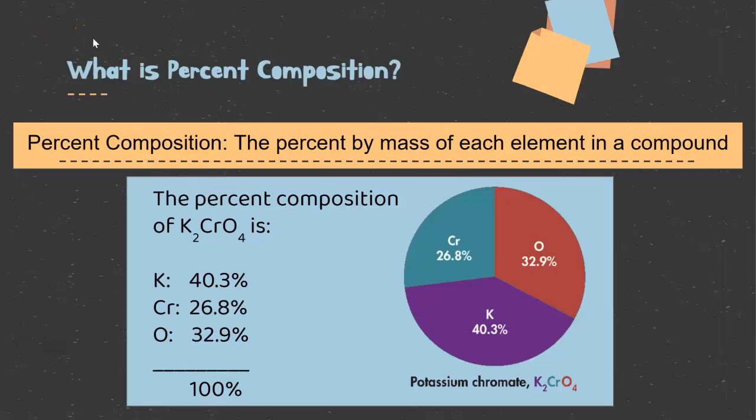Once you have the molar mass, then you can calculate the percent composition. The percent composition is the percent by mass of each element in a compound. So for example, in K2CrO4, 40.3% of the mass comes from K, 26.8% of the mass comes from Cr, and 32.9% of the mass comes from O. Remember that percents mean out of 100. So your percent compositions, when you add them up for all of the elements in that compound, they should always equal out to 100%.